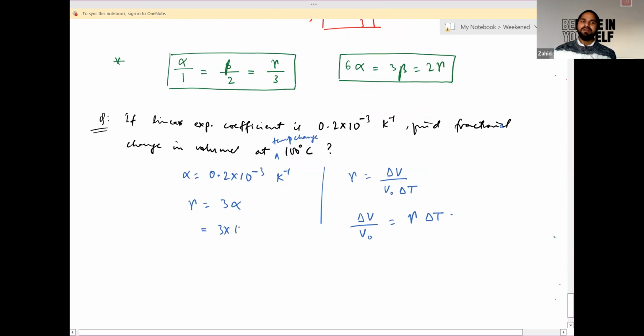Three times alpha. Alpha is 0.2 into 10 to the power minus 3. So it will become 0.6 into 10 to the power minus 3. Good, Mamuna. And delta T is 100, so it will be 10 to the power 2. So you may write it as 0.06. And since this is fractional change in volume, it will be a unitless quantity. So it will be as it is. Do you have any doubt about this part?